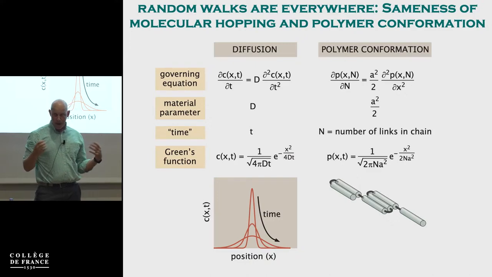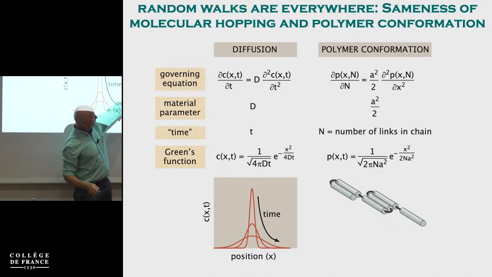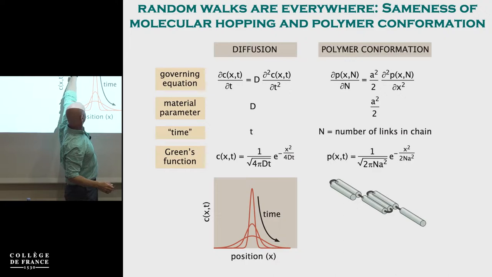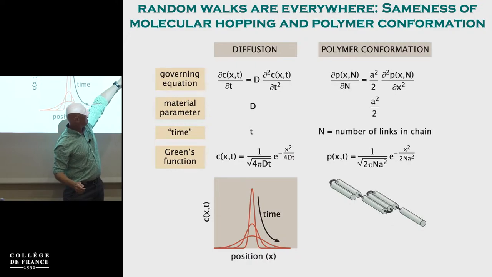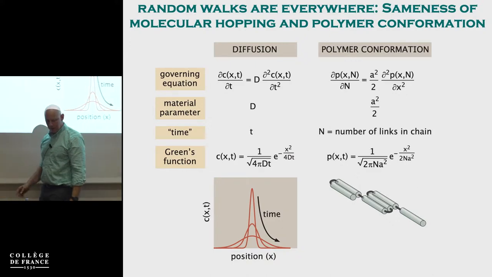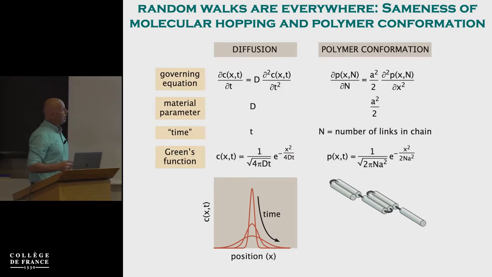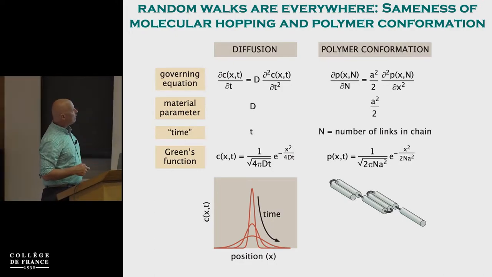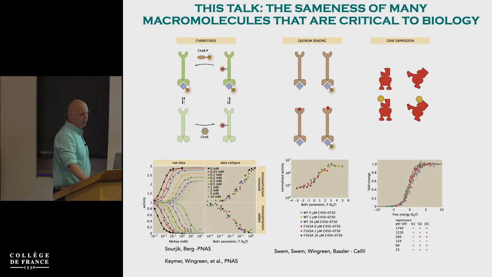And it turns out that the math that we use to describe that, if you look carefully, you'll see this tells me the concentration at position x at time t. This tells me the position of the end after, and that shouldn't be a t, that should be an n. I made a mistake there. This then will tell me the width of the polymer. And so what I'm trying to say to you is that in some way, very interestingly, the problem of diffusion and the seemingly very different problem of the structure of a polymer can be thought of as being the same underlying phenomenon of random walks.